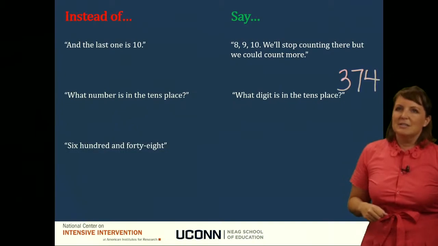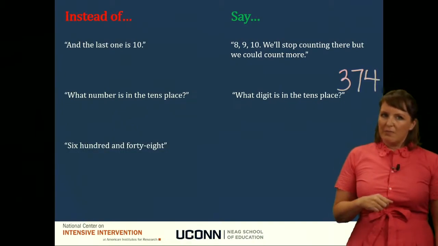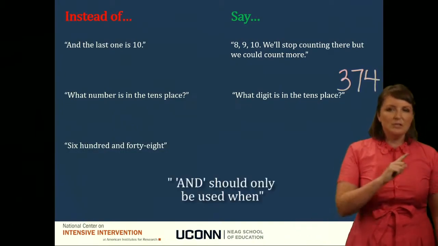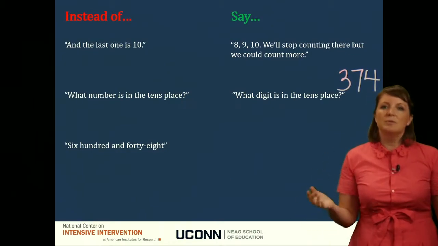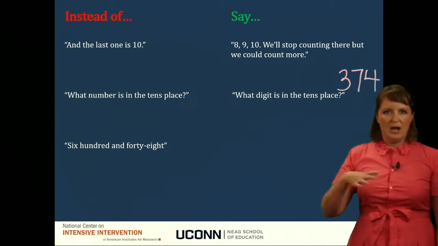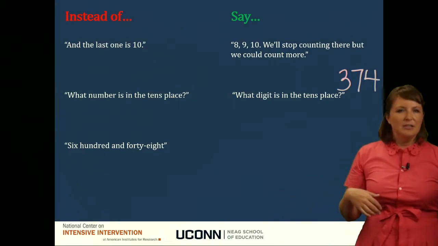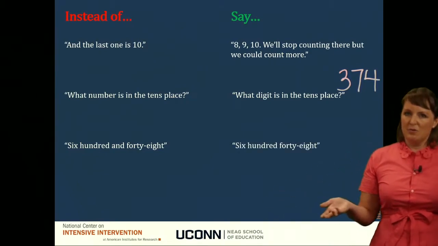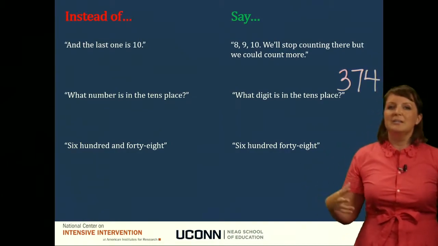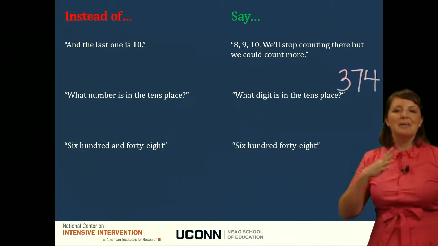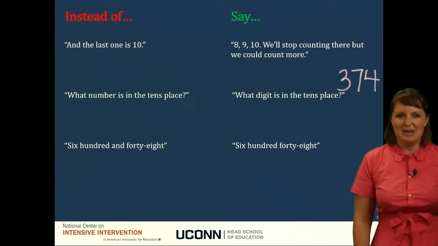When I'm reading this number, 648, "and" should only be used when we see a decimal point or when we're talking about the break between whole numbers and rational numbers. It should not be used within whole numbers. This should be said 648. This is a thing that a lot of students do, and why do they do it? Because their teachers throw in "and" all the time within numbers.